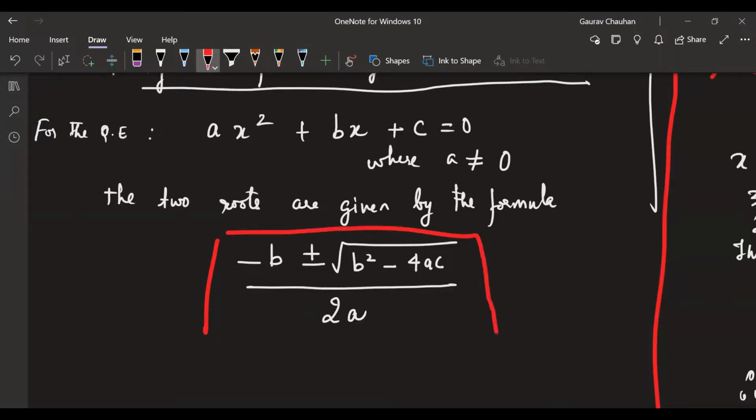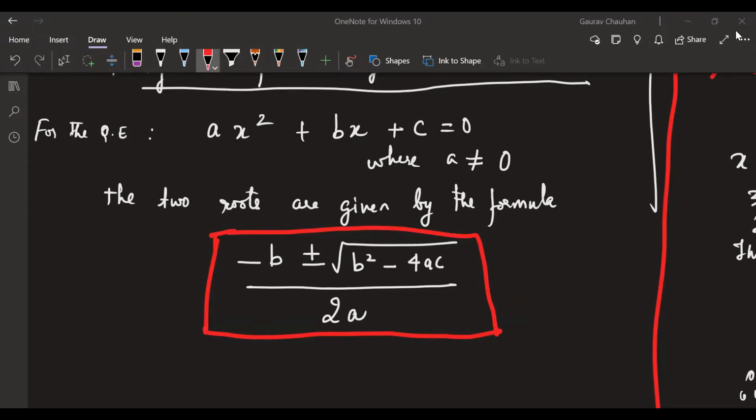There are two roots. I am going to point out to you, I'm saying two roots, but I'm writing only one formula. Anyone can tell me how that is happening? I'm writing only one formula, but I'm saying there are two roots. Can anyone tell me how it's happening? Go ahead, G.